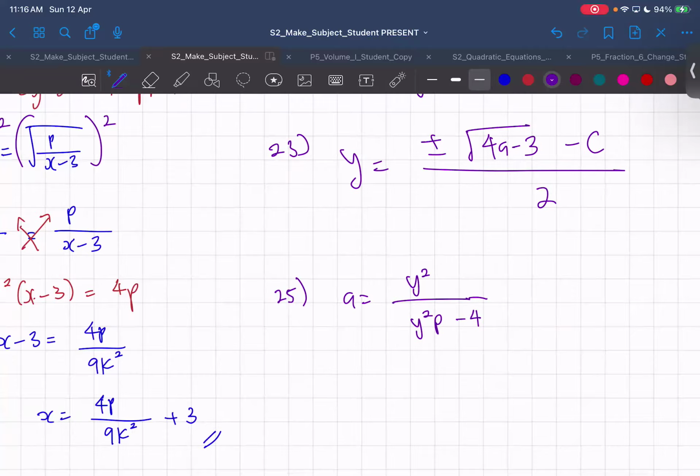If you all didn't get it and want me to explain, it's perfectly okay. Don't worry. Want me to explain or not? 25. So same thing, if you see square root, first thing you do is always square both sides. Then you should be able to make A the subject already. Can? Okay.